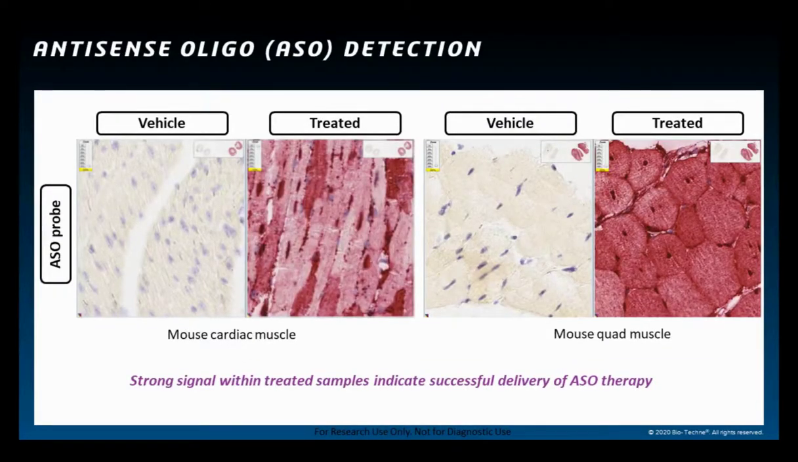To show you an example where a miRNAscope assay specifically detected an ASO target of interest, we're showing here two different tissues, one mouse cardiac muscle and the one on the right, mouse quad muscle. Different animals were administered either a vehicle, or saline treated, or they were administered the ASO of interest. This slide shows the specificity of the miRNAscope assay detecting the ASO in the treated animals only, whereas vehicle shows a negligible amount of signal.